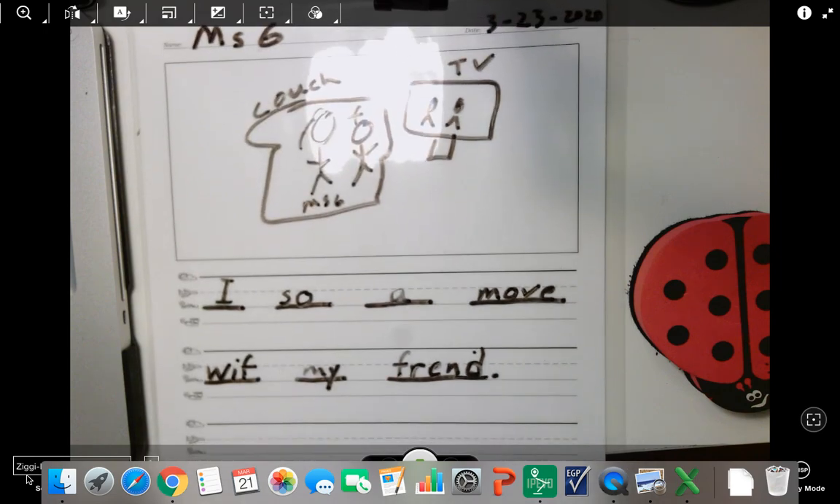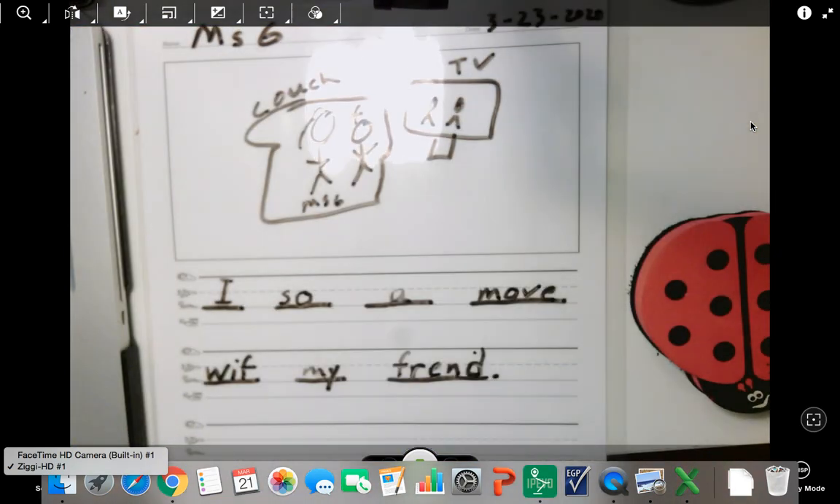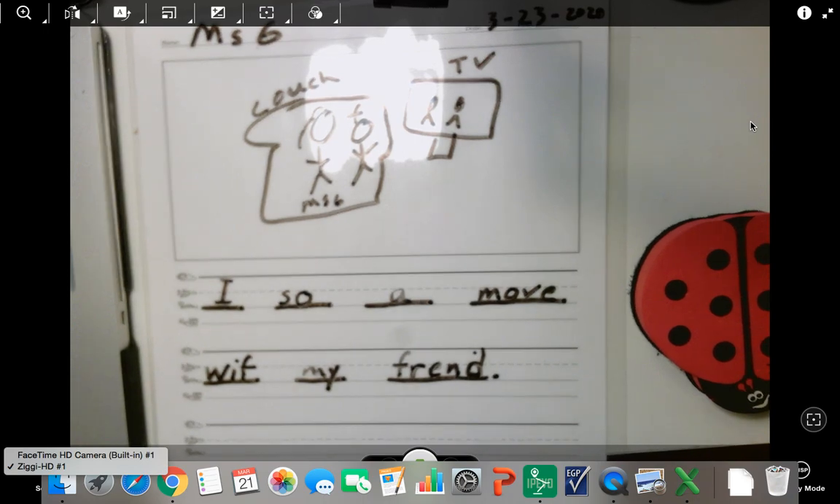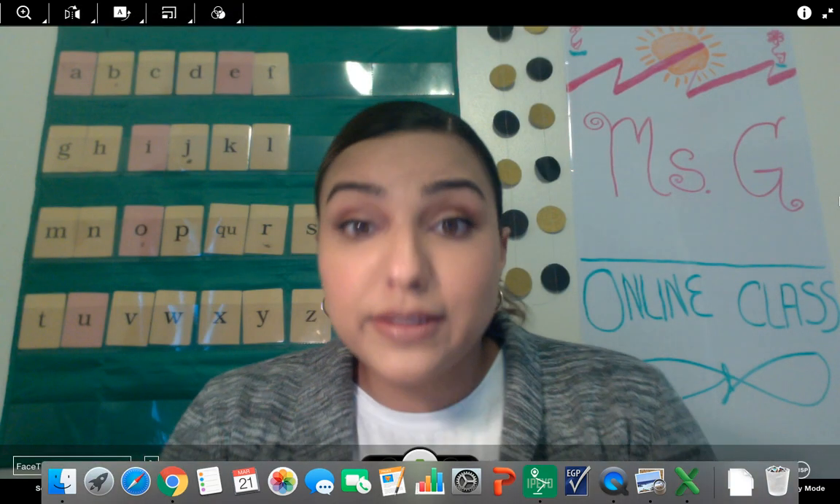Now you're probably asking, how am I going to do this, Miss G? You're not here. How am I going to show you? Well, here's how. Your mommies or daddies or whoever's with you, even your sisters, brothers, if they're older, will take a picture using their phone. Take a picture of your work and send it over to Miss G. They know how to reach Miss G and they know what to do. Okay? This is your first assignment.